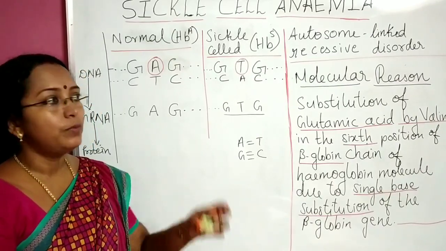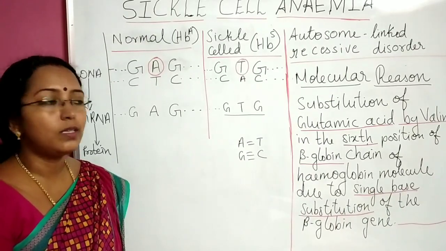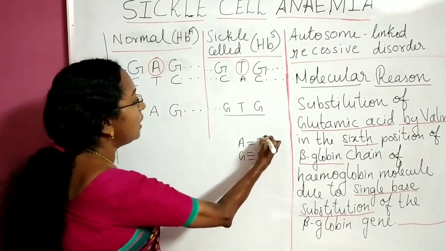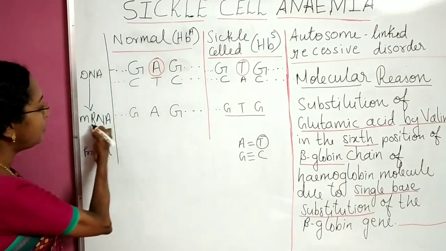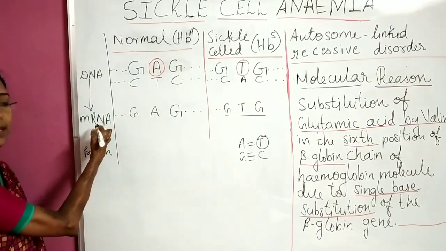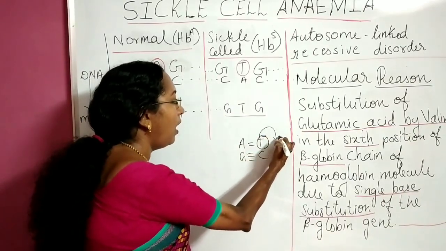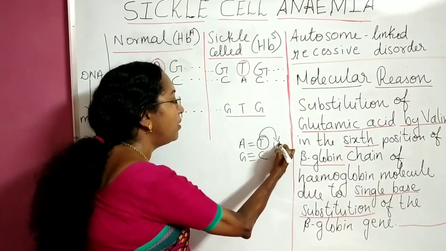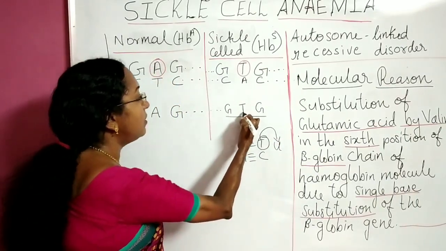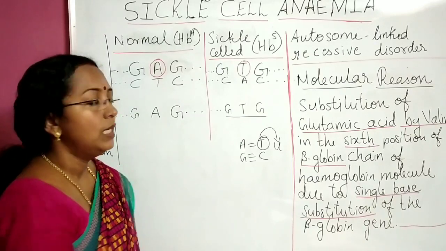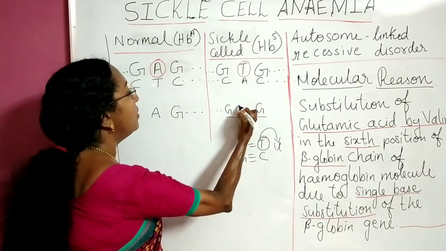Yes. The basic difference between DNA and RNA is what? There is no thymine in RNA. Here I am writing with respect to RNA. Instead of thymine, RNA is having what? Uracil. So can I write thymine here? No. Instead of that, what should I write here? I should write uracil.